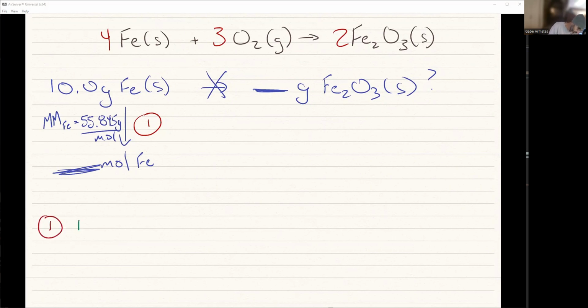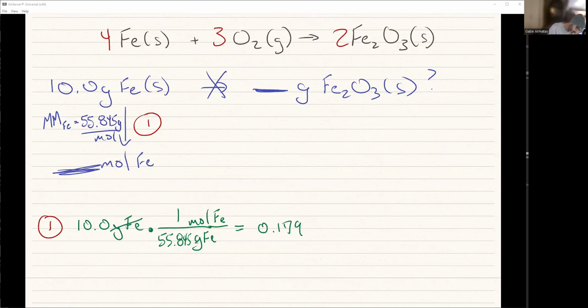Let's get that done. So if I start with 10 grams of iron, I'm going to set it up so grams of iron cancels, and I'm left with moles of iron. So for every 1 mole of iron, I have 55.845 grams of iron. Do the math. Again, saying it out loud, 10 divided by 55.845 gives me 3 sig figs, so 0.179. And then what's my unit? Those cancel, moles of Fe. Great. So I have 0.179 moles of iron. 0.179 moles of iron is getting us part of the way there.